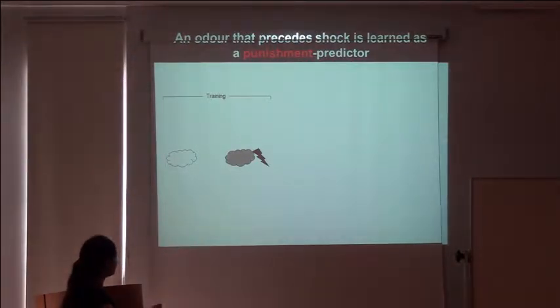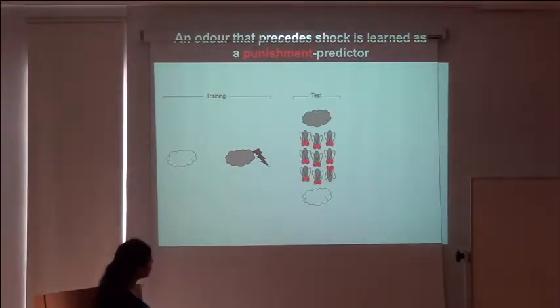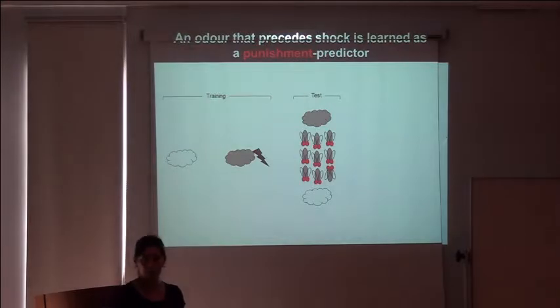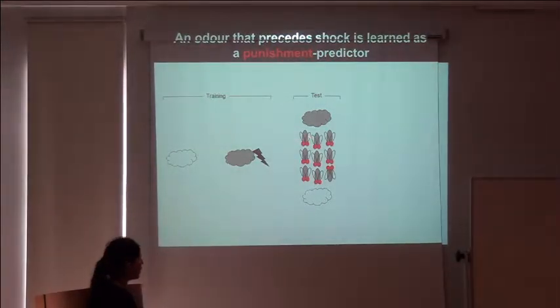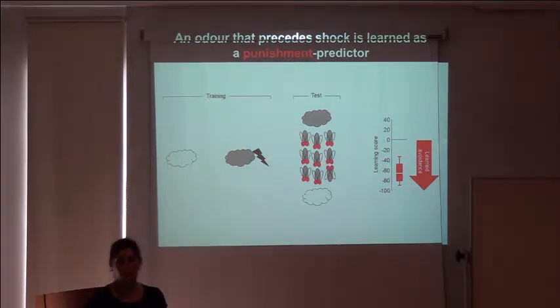They are exposed to two different smells, two different odors, and one of these odors is paired with electric shock pulses, which are painful. And after such training, we give the flies a choice between this odor, which was previously paired with shock, and this other odor, which was the control odor, not paired with shock. And then most of the flies run away from this odor. So we can quantify that in the learning index.